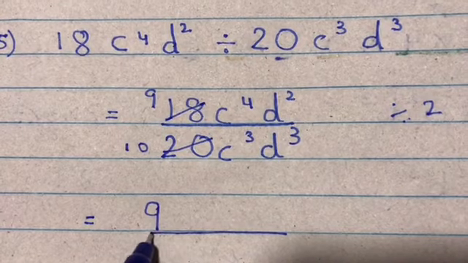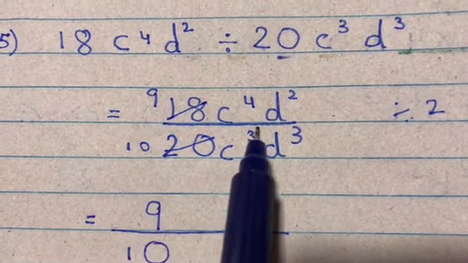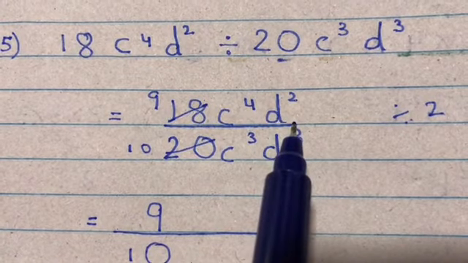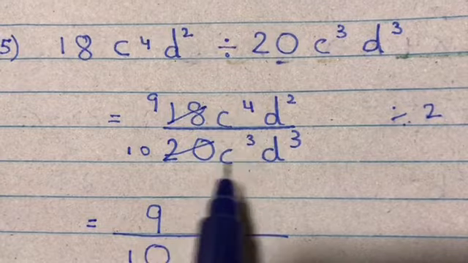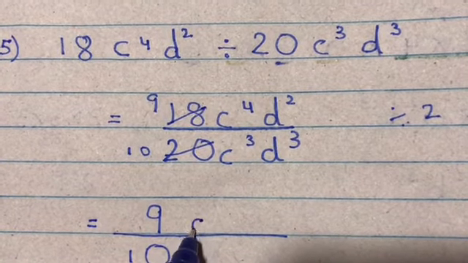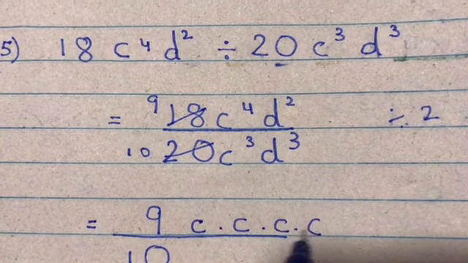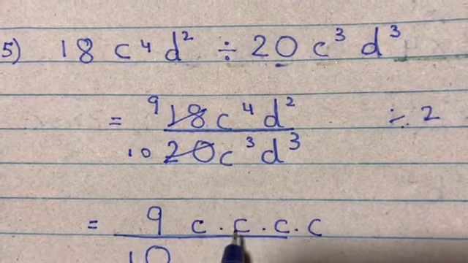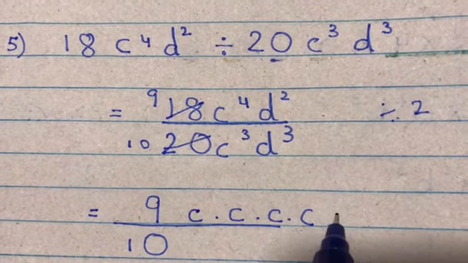First we deal with the numbers. Right, now we are going to deal with the letters. Now what happens here is, this is C4. We are going to split up the letters. C is how many times? 4 times. C dot C dot C dot C. C is 4 times because C times C times C times C is C to the power 4, right?